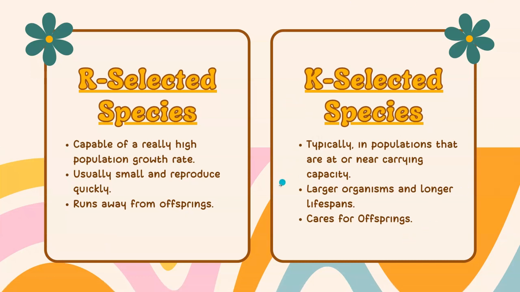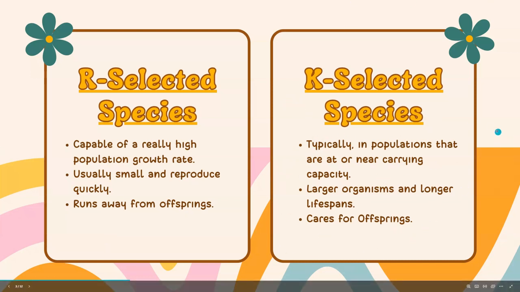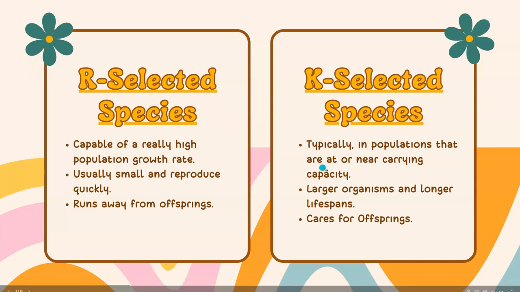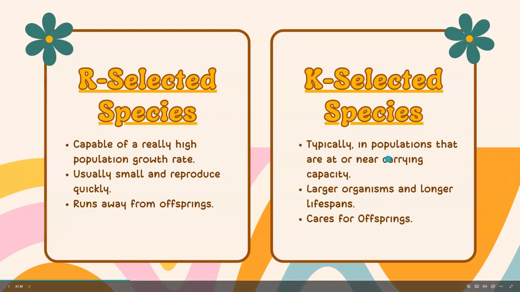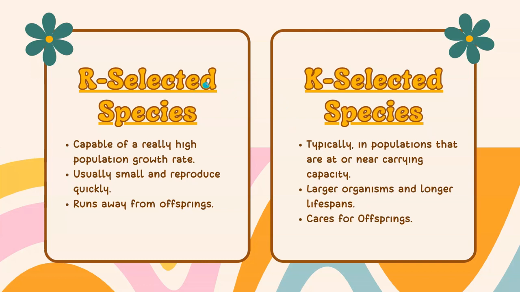While K-selected species do care for their offspring, and they're typically in populations that are at or near carrying capacity, and larger organisms with longer lifespans. So, tell me why you think which species is better in a constantly changing environment. Which species is more generalist?